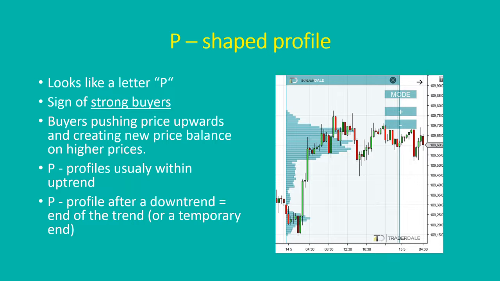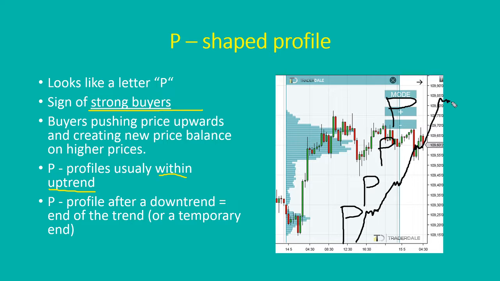Most often, you'll see P-shaped profiles within an uptrend. As I said, it's a sign of strong buyers. So when there's an uptrend, you will basically see a P-shaped profile followed by a P-shaped profile, followed by another P-shaped profile. The price will look somehow like this. All right, this is what an uptrend looks like. P-shaped profiles, and price goes upwards.